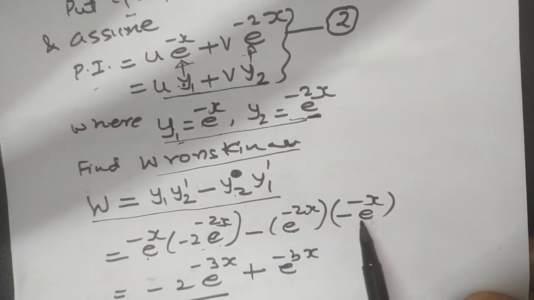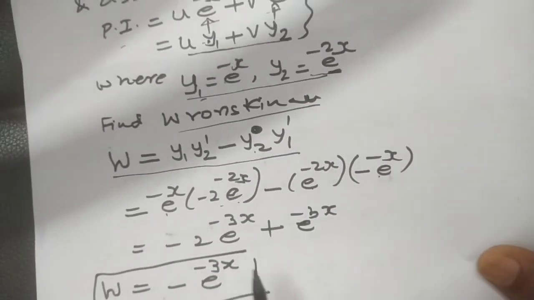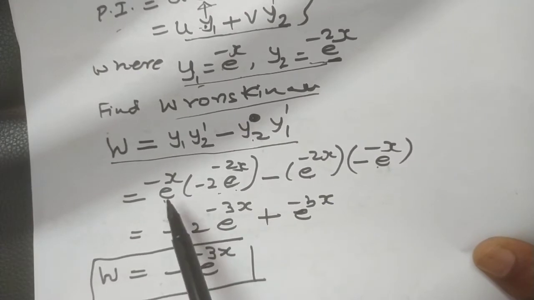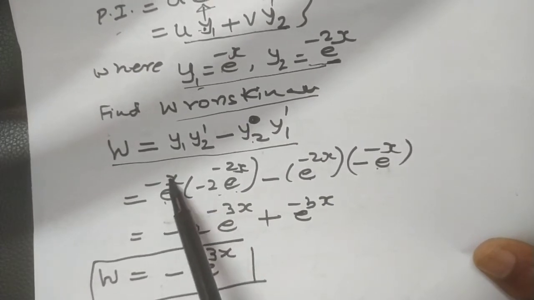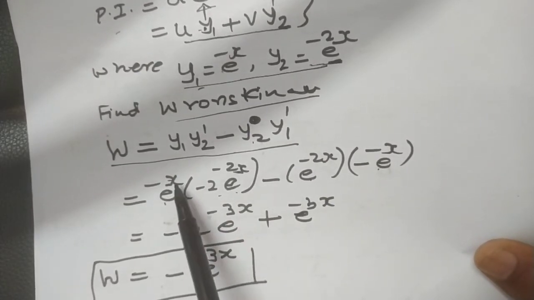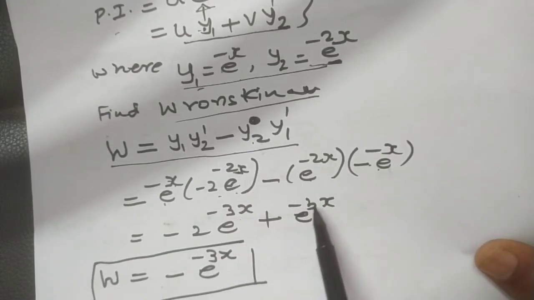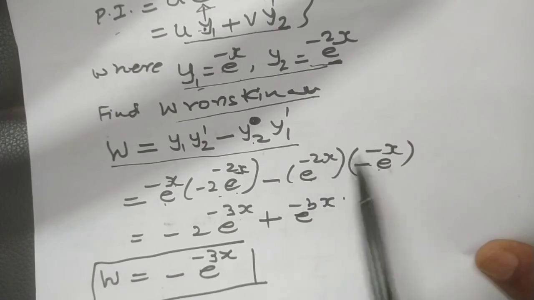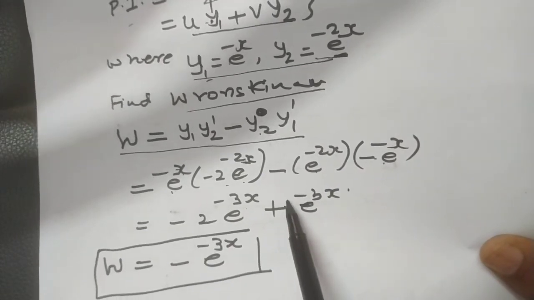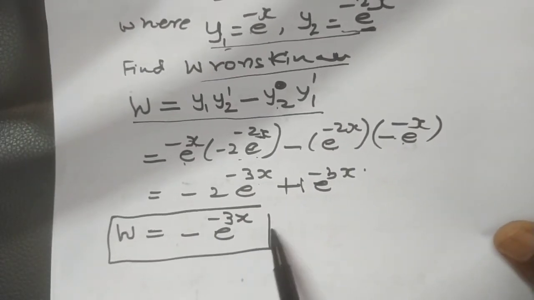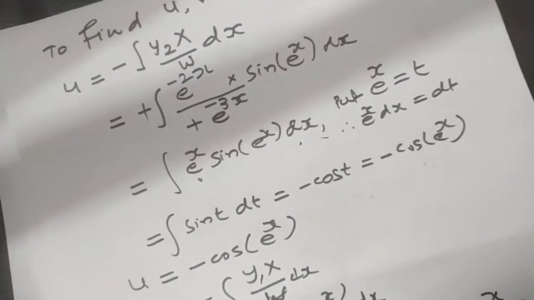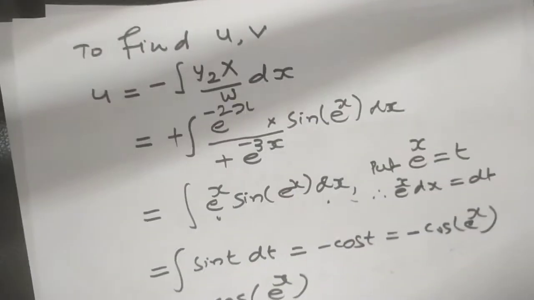Y1 dash is minus e raised to minus x. Then I simplify this further. It would be minus 2 times, by laws of indices, minus x minus 2x means minus 3x, plus e raised to minus 3x, again by laws of indices, minus 2 and plus 1, it is minus e raised to minus 3x. So this is w. Now I just proceed to find u and v.